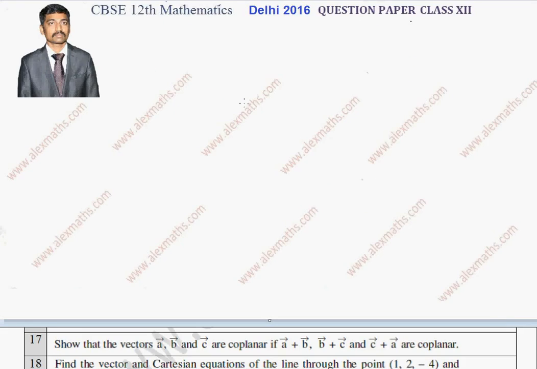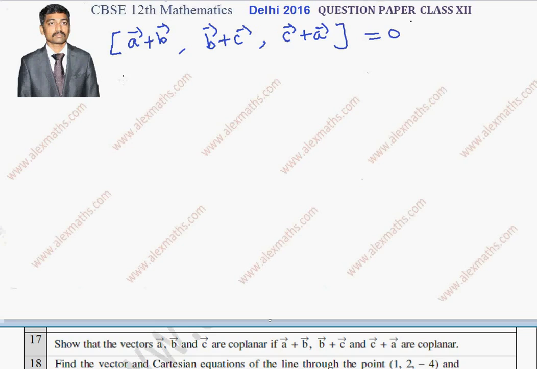Question number 17. Show that the vectors a, b and c are coplanar if a plus b, b plus c and c plus a are coplanar. In the question it is given a plus b, b plus c and c plus a are coplanar. If three vectors are coplanar, the box product is 0. So in the question it is given box product of a plus b, b plus c, comma c plus a equals 0.